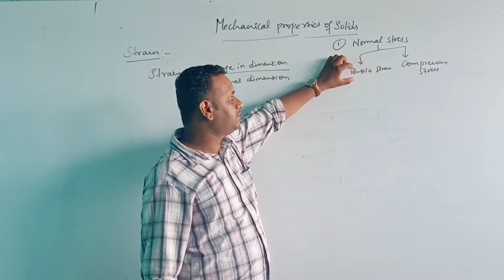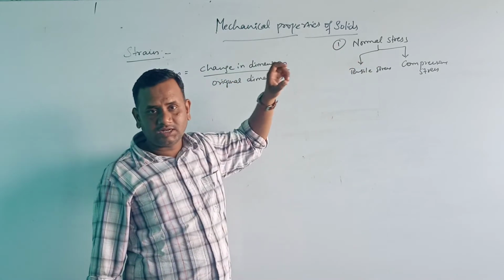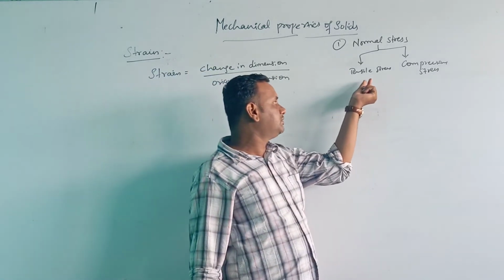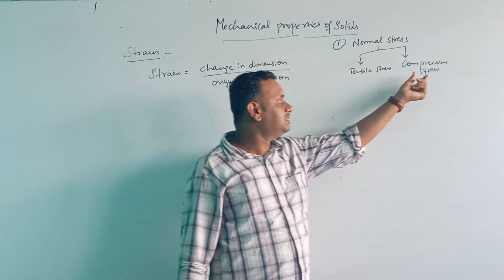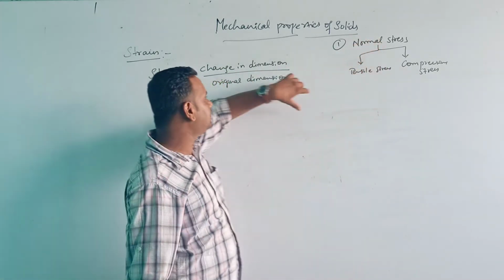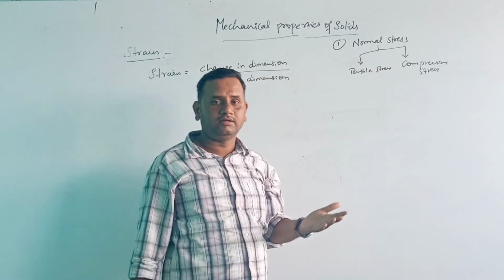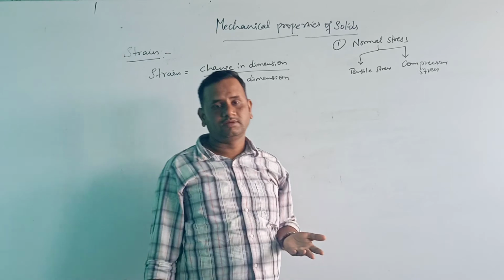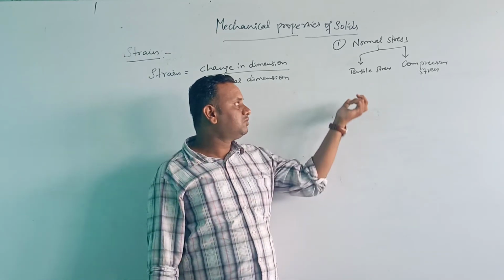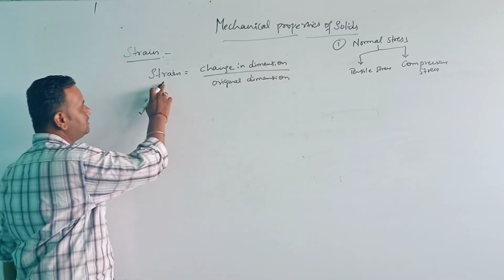What was happening in this? Here the length was increasing. First the length was some original length L, as I explained in the last class. There the length was changing, here the length was decreasing. So that is the change in dimension. Dimension, either it might be an area, or a length, or a volume also. So the change in dimension to the original dimension is called strain.